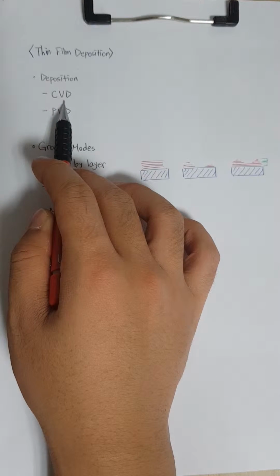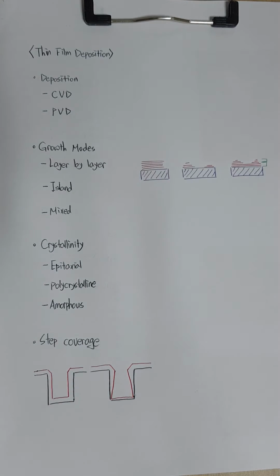CVD, chemical vapor deposition, is the process with chemically reacted materials at the substrate surface. Make vapor by boiling the sources and then deposit it. CVD is used as low pressure CVD, plasma enhanced CVD, and metal organic CVD.